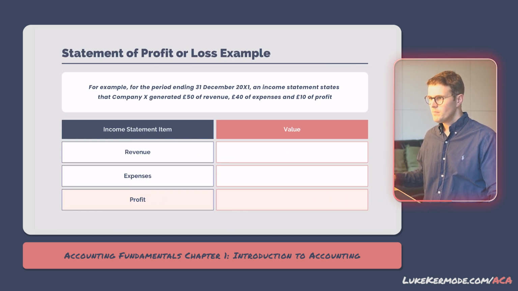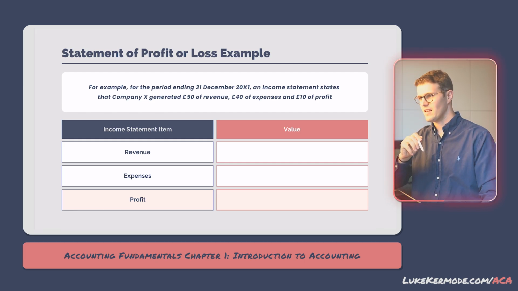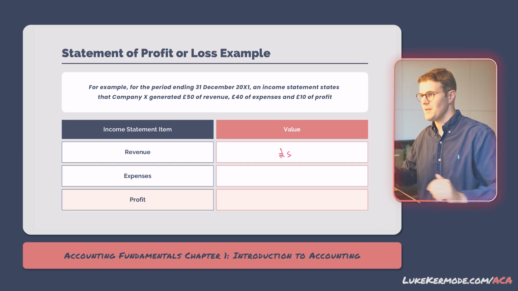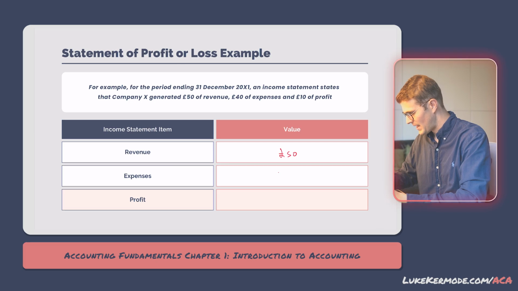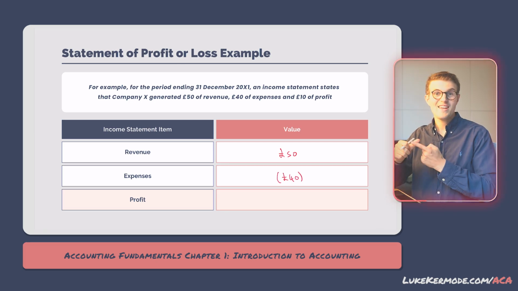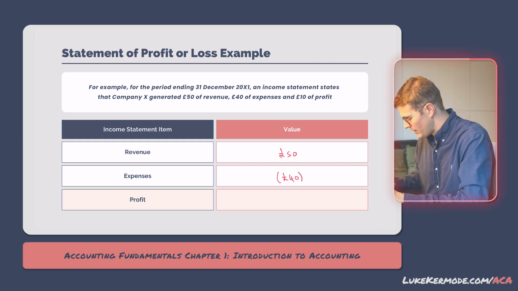Let's look at a simple example of how the income statement or profit and loss account actually works. So for the period ending 31st of December 20X1, Company X reports that it generated £50 of revenue from its sales, but during the same period it incurred £40 worth of expenses. These could include things like wages, rent, materials, or utility bills. After subtracting the expenses from the revenue, we're going to be left with a profit number of £10.